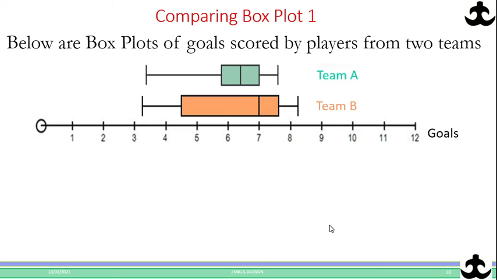Okay. Now, comparison. How do we compare? Example. Below are box plots of goals scored by players from two teams. So we have team A, team B. So the goals from 2 teams is used to create this box plot. We are supposed to make a conclusion as to which players from which team are really, really reliable to be featured in a match. Okay.